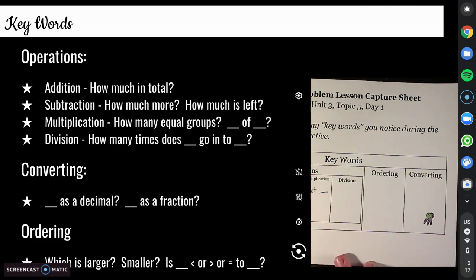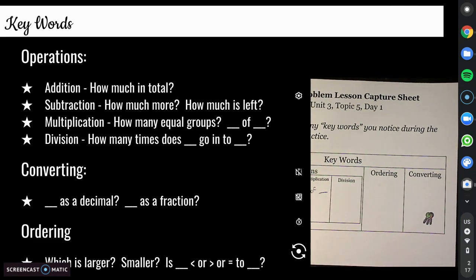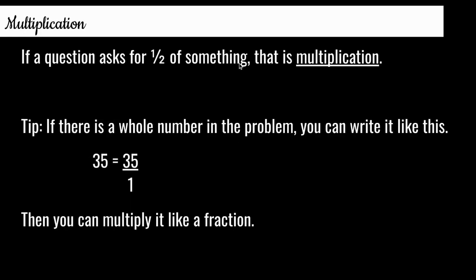Okay, then for ordering, oh, I'm sorry, this isn't ordering. So for converting, you'll see something as a decimal or something as a fraction. Usually you'll need to convert to get to whatever your final answer is. And ordering: which is larger, which is smaller. Okay. Or greater than, less than, equal to. Alrighty, let's go to our next slide.